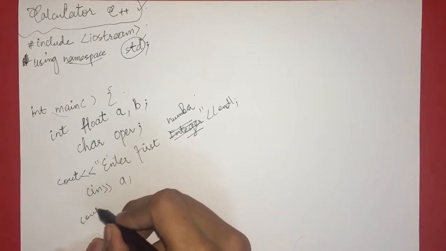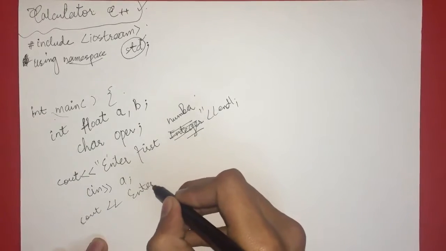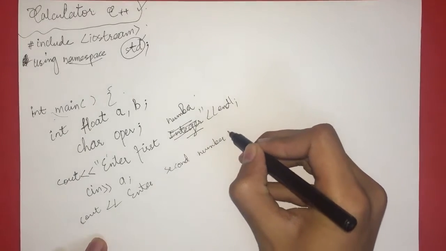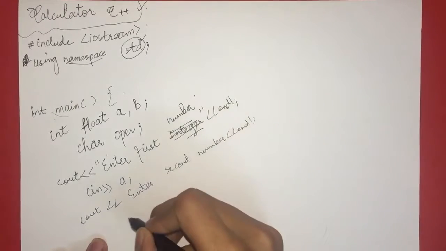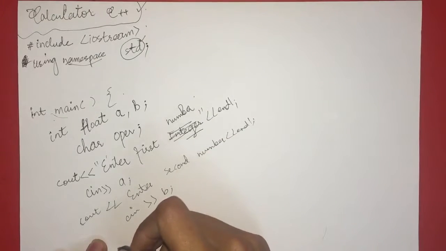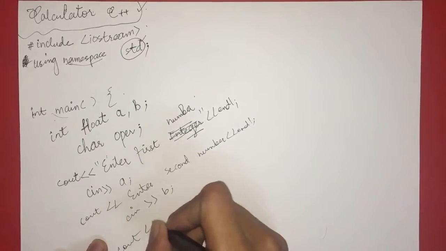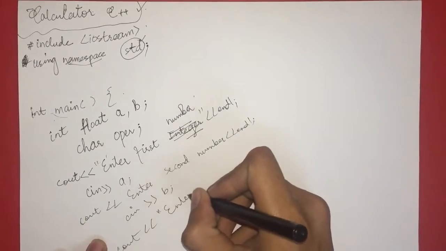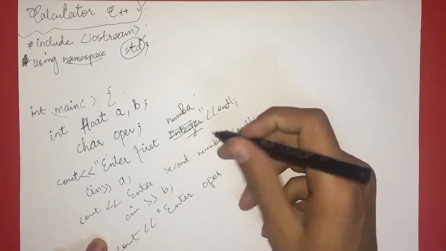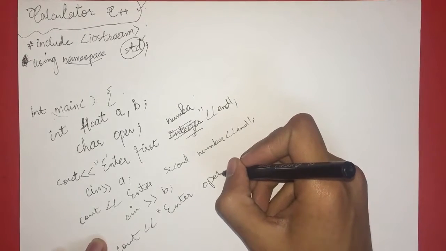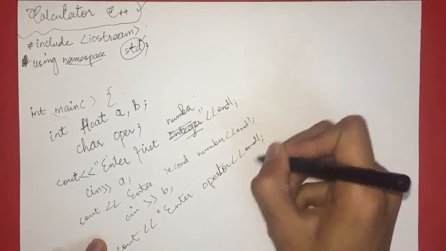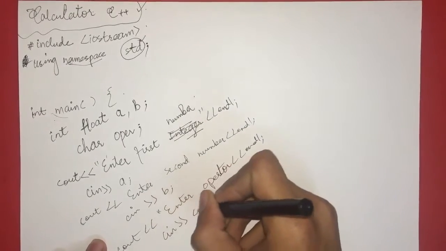Then you are going to cout "Enter second number," endl, and then cin b. Then you are going to cout "Enter the operator," which is the action you want the function to perform for you, endl, and then cin oper.